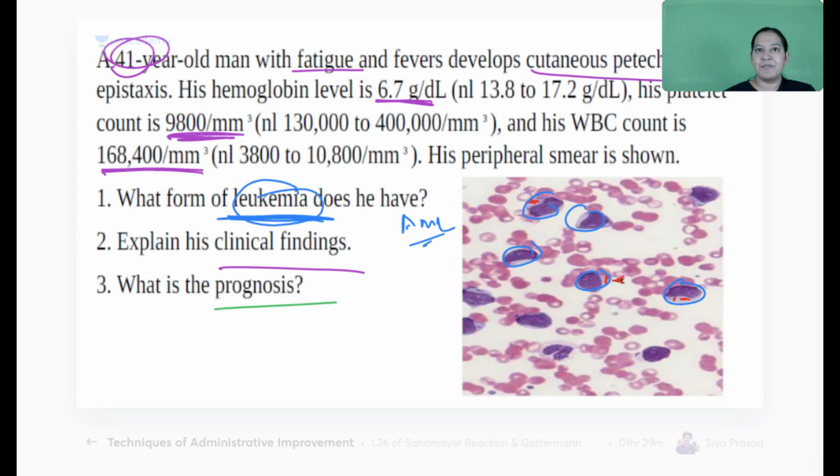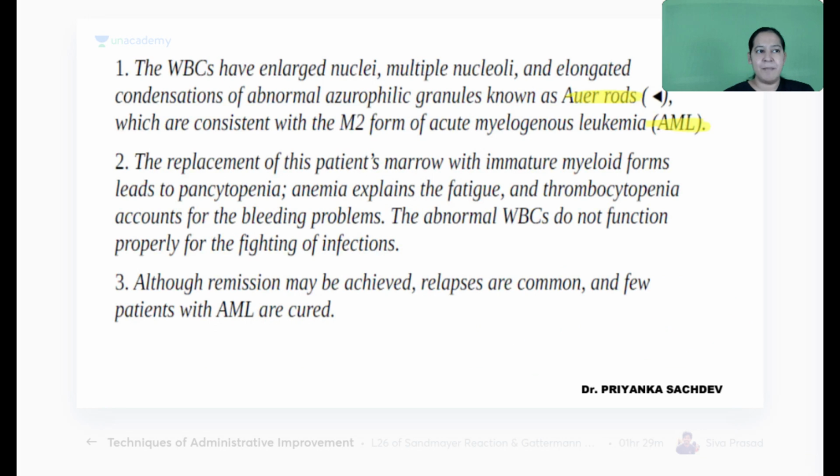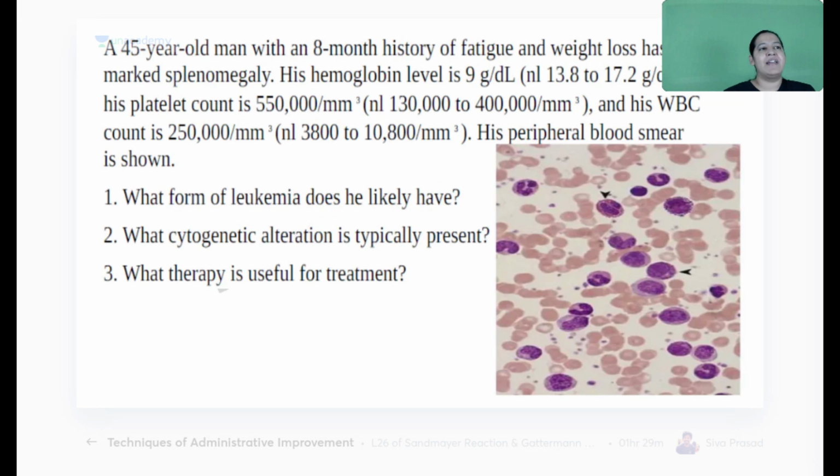What is the prognosis of AML? There are many prognostic criteria, but overall relapses are common. Prognosis is not very good. So because of the presence of iron rods, the diagnosis is AML. So coming to the next question, again, this is the next question. Identify which leukemia it is. Look at the smear and identify which leukemia it is.